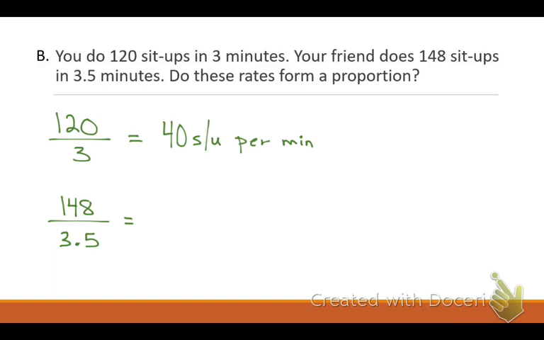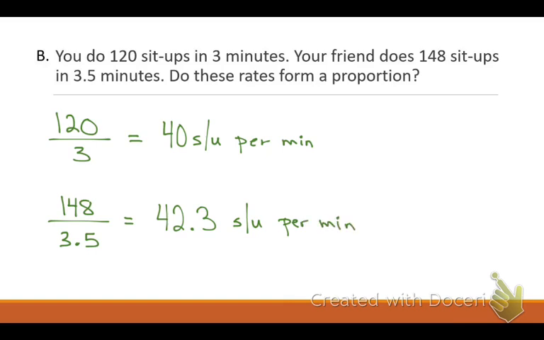It might not be an even number. We could just kind of round it. What's 148 divided by 3.5? 42. Okay, is it a decimal? Yeah. Okay, 42.3. Sit-ups per minute here. But it's still easy to see who's faster, right?